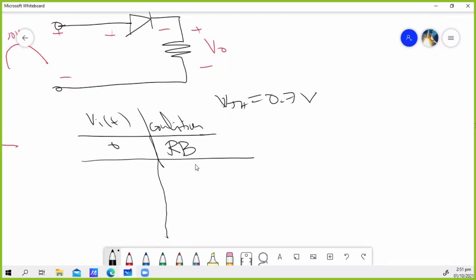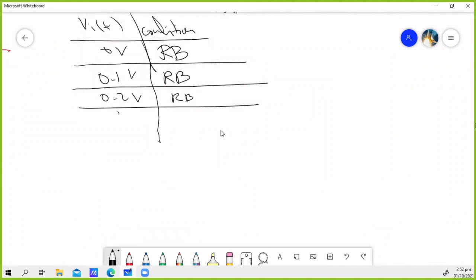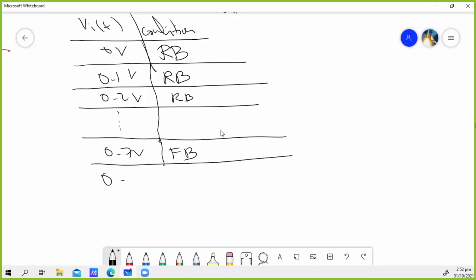Let's increase by 0.1. We now have 0.1. So let's say 0.1 volts. Is it enough to forward bias our silicon diode? Not yet. So what is the condition of our diode? Still reverse bias. So 0.2, still reverse bias, because it still has to reach 0.7, right? So on and so forth. Let's say it reached 0.7 volts. Once it reaches 0.7 volts, it is now considered to be forward bias. Okay? If the input is 0.8 volts, is it still forward bias? Yes, but let us analyze that in our circuit.